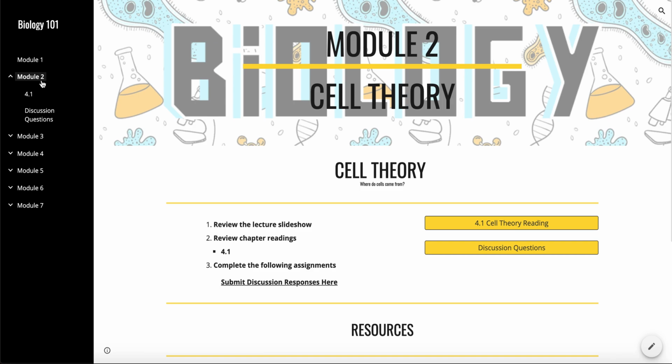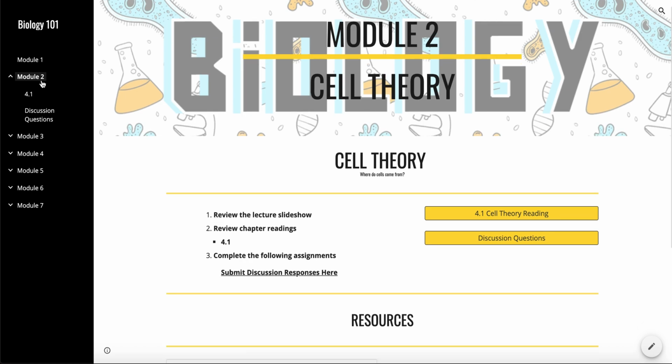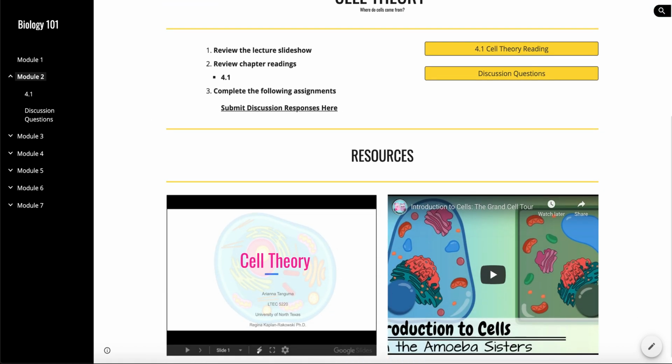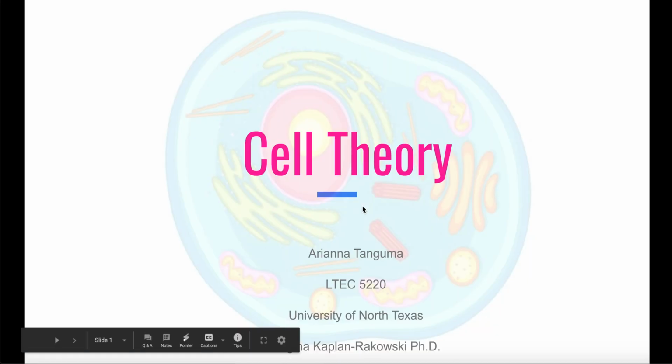On the right side, you'll see that there's 2 buttons. One that says 4.1 cell theory reading, and then below it that says discussion questions. So you have multiple links. So 1 says review the lecture slideshow. Lecture slideshow is right here. And if you see, we have that little square with the arrow. And if we click on it, you're able to open up the slideshow onto a different tab.